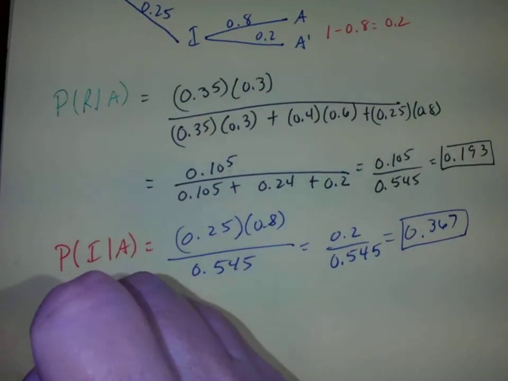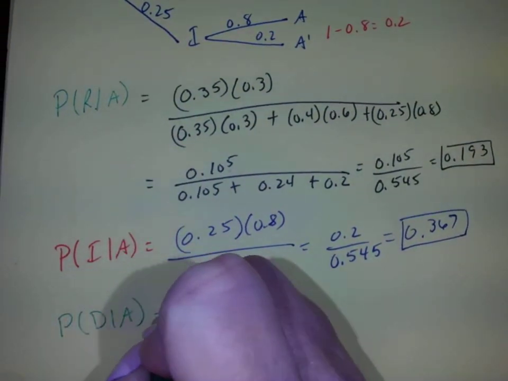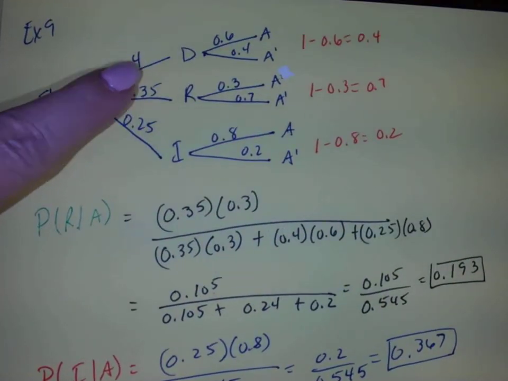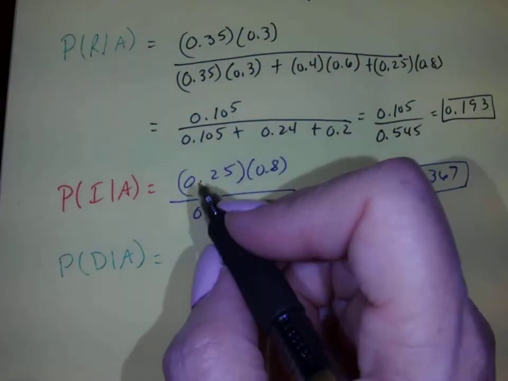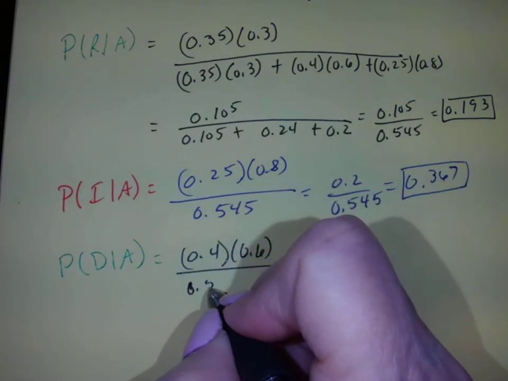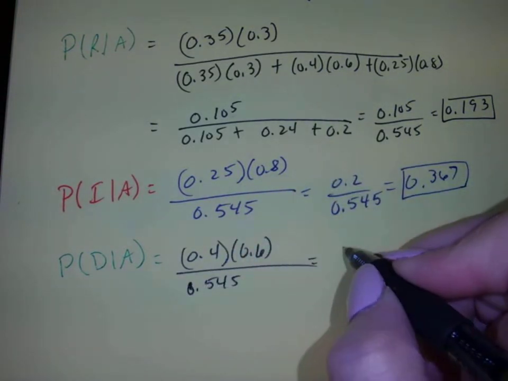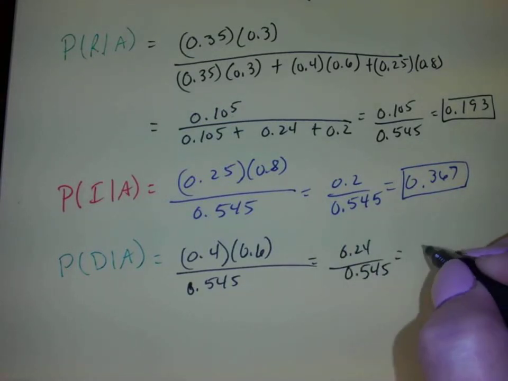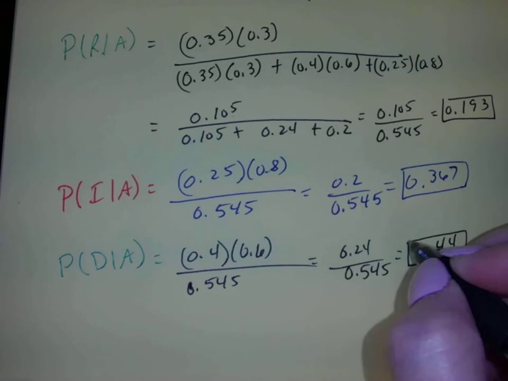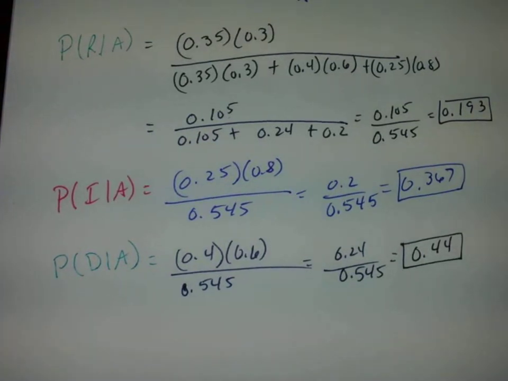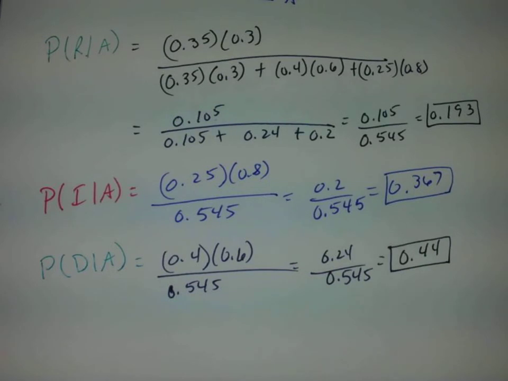And then our last one will be the probability of a Democrat given that they approved. And our Democrat, given that they approved, is 0.4 times 0.6. So 0.4 times 0.6 over that same denominator will get us on the top 0.24 divided by 0.545 gets us 0.44. And that's how you do the Bayes theorem. It's following your tree diagrams of one part over all the different pathways.